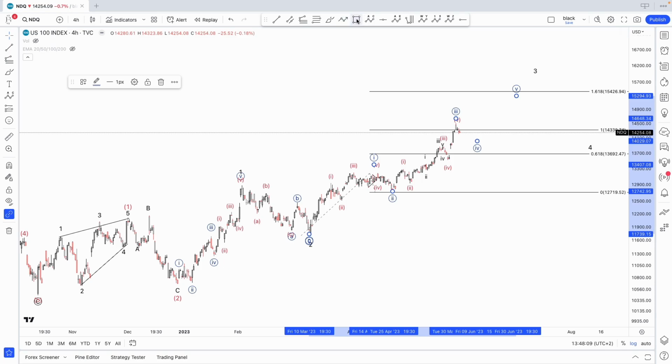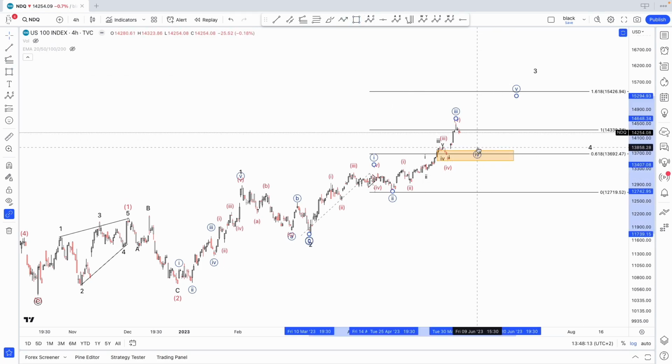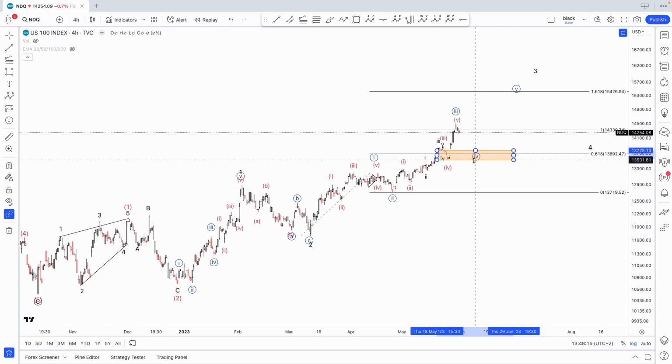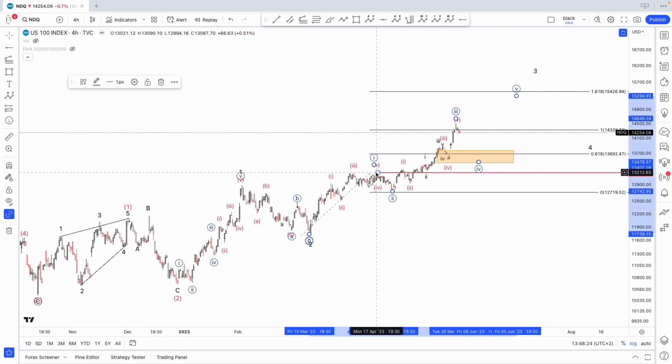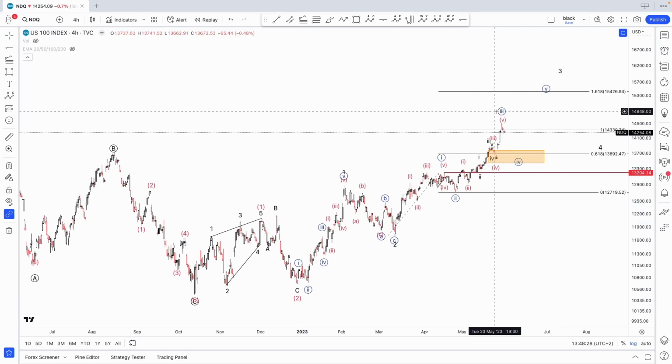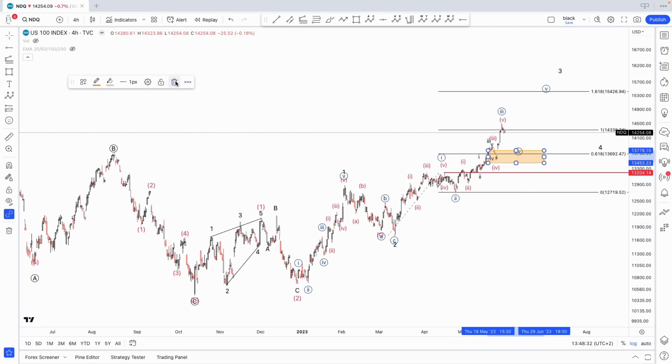Wave 4 usually ends near the wave 4 of one lesser degree, so we could potentially see support within this area. Notice that we cannot break this point, otherwise this wave 4 would overlap with wave 1, and we would have a wave count invalidation. So we could see further upside. That's what I am trading.